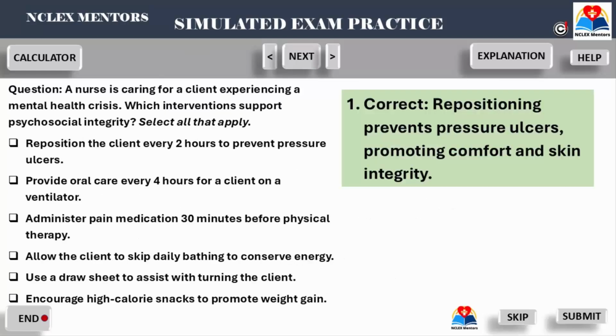All right, let's walk through them together. Option 1. Reposition the client every 2 hours to prevent pressure ulcers. Yes, this is standard evidence-based care for clients with limited mobility. Repositioning every 2 hours helps prevent skin breakdown and promotes comfort, a foundational part of nursing care.